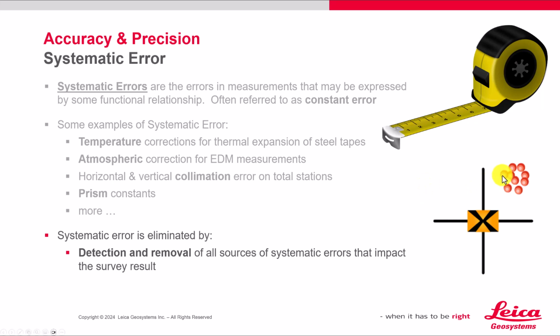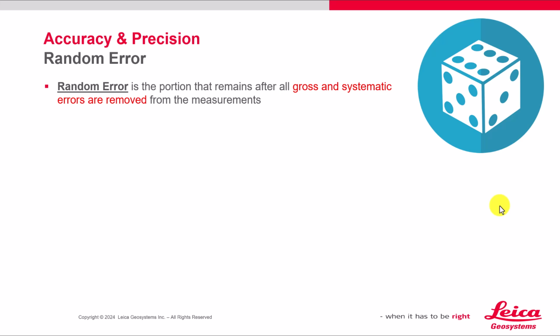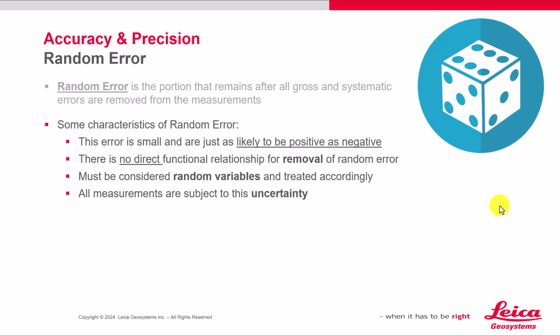Again, looking over to the right, that's precise but not accurate, but that bias can be fixed. Now, random error, nothing we can do about it. It remains, though, after you remove the gross and systematic errors. Some characteristics are that the error is typically small, and you're just as likely to have a positive or a negative value, and that's one reason why the sum of them equals 0 or close to it. There's no direct functional relationship, so removal of it is impossible. We can just procedurally and statistically deal with it. It must be considered random, and all measurements are subject to this uncertainty.